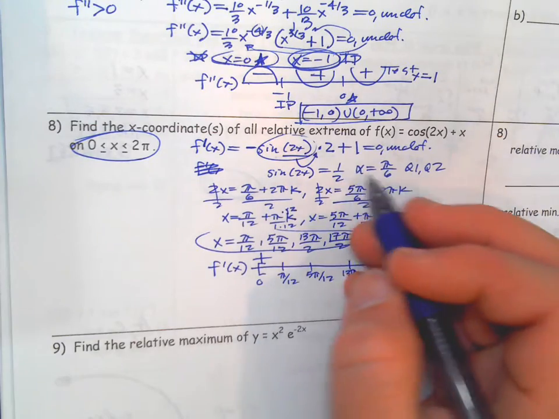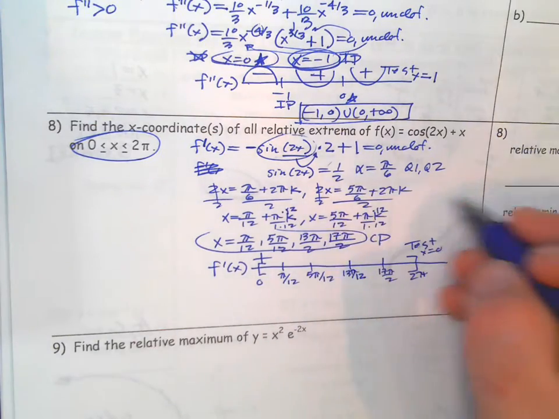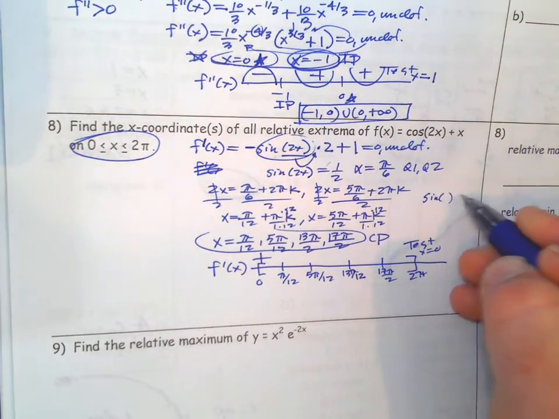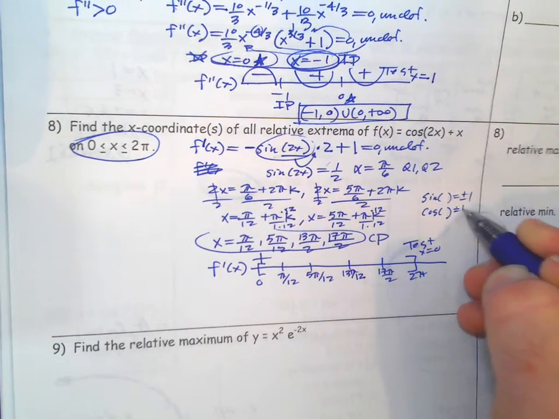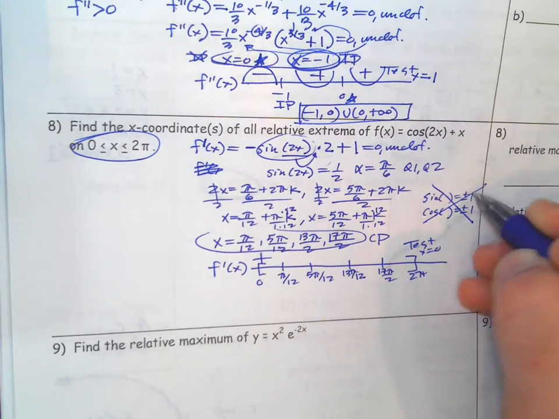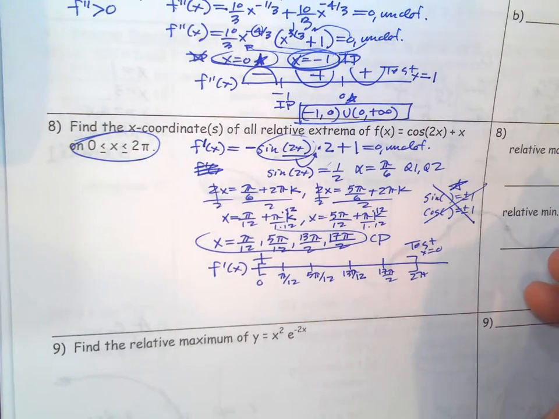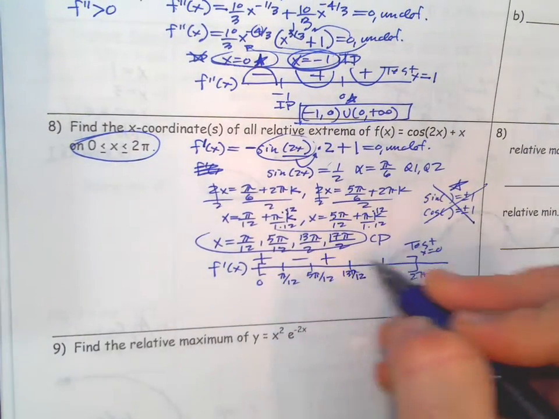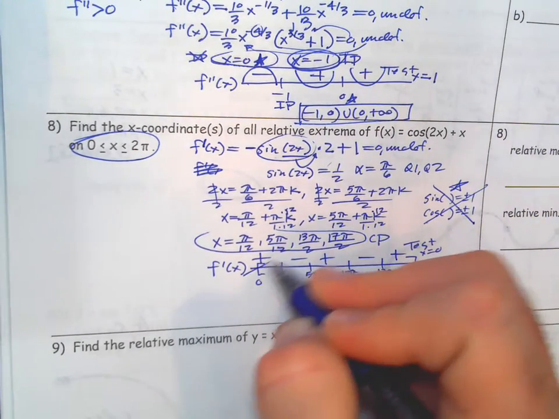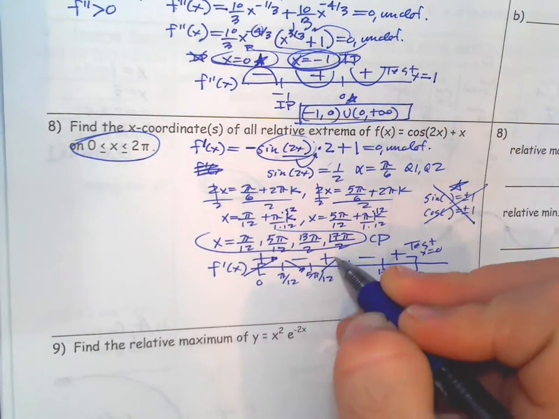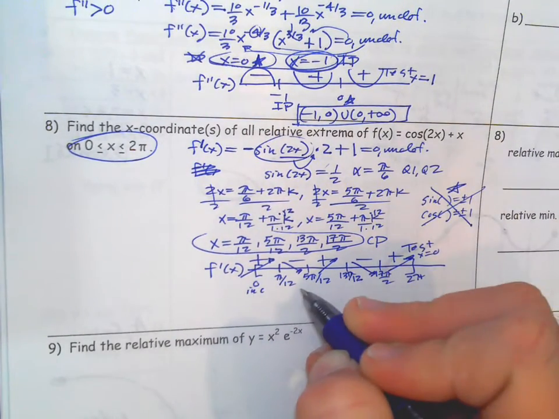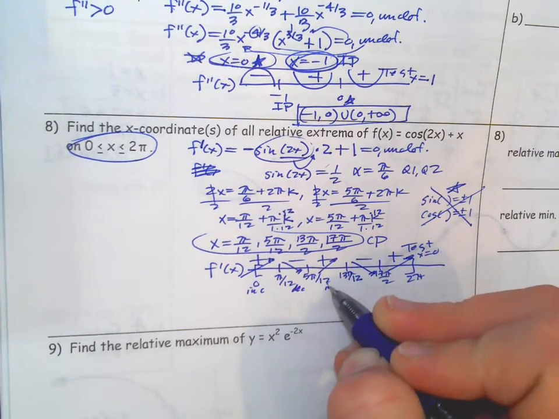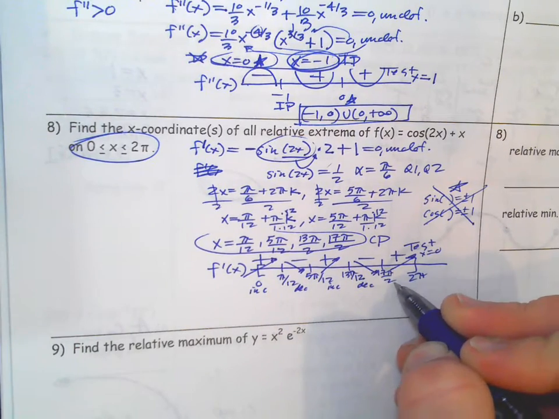No bounces off the graph. Does sine or cosine equal plus or minus 1? If they do, before you solve, then those are going to be that bounce issue. So positive, negative, positive, negative, positive. So it's increasing, decreasing, increasing, decreasing, increasing.